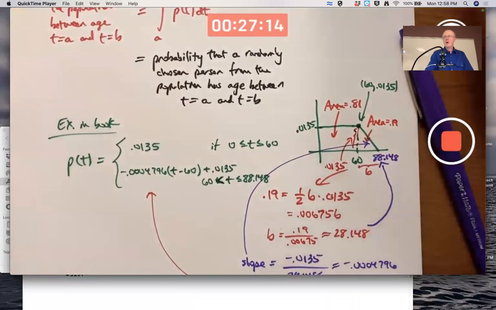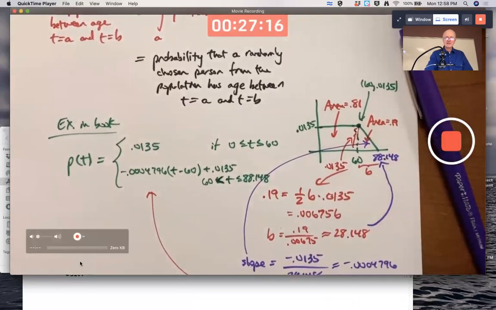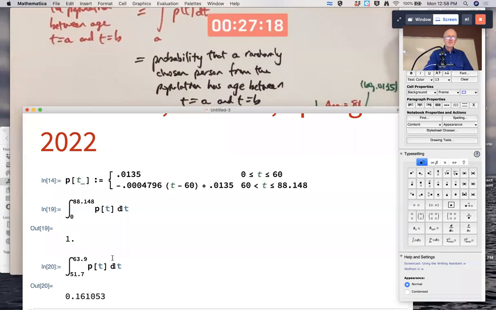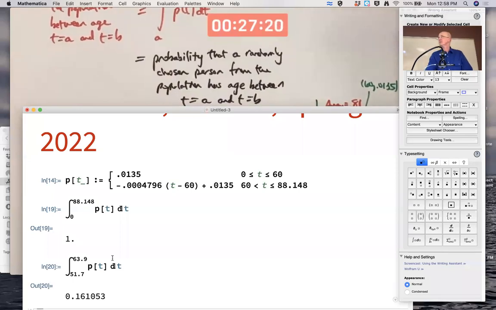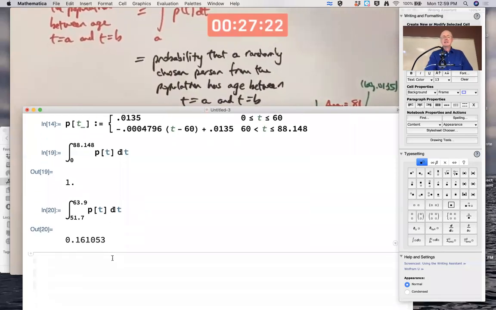0.13, 0.14, 0.15, 0.16, 0.17, somewhere in there. There it is, 0.161. About 16.1% of the population is predicted to be between the ages 51.7 and 63.9. Thought of another way, if you pick somebody at random from the population, that's the chance that they're between those ages. Close to 1/6. It's like the roll of a die, actually.